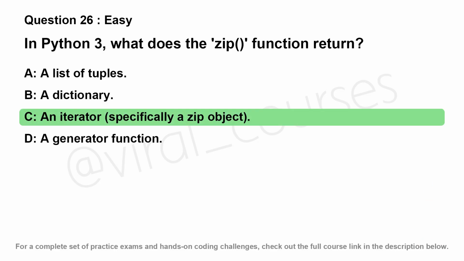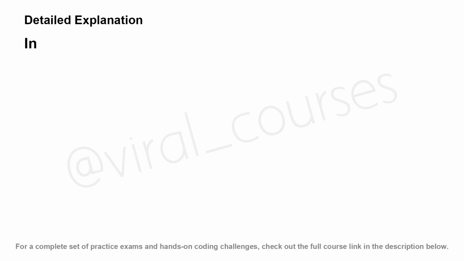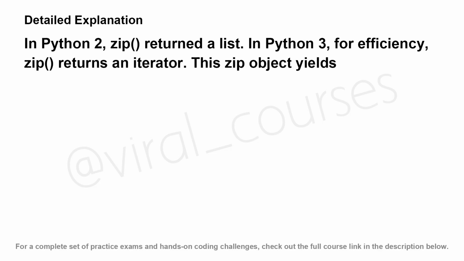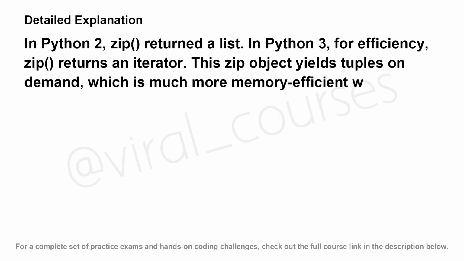The correct answer is C. In Python 2, zip returned a list. In Python 3, for efficiency, zip returns an iterator. This zip object yields tuples on demand, which is much more memory efficient when zipping large collections.